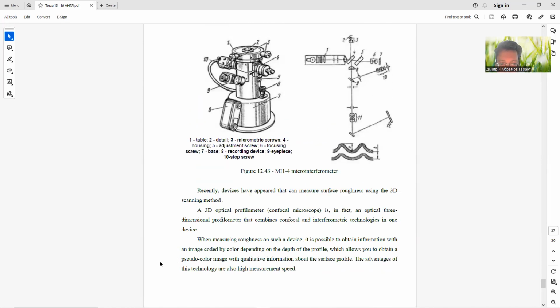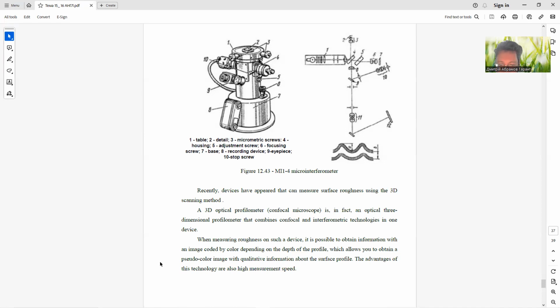Recently, devices have appeared that can measure surface roughness using the 3D scanning method. A 3D optical profilometer, confocal microscope, is in fact an optical three-dimensional profilometer that combines confocal and interferometric technologies in one device.